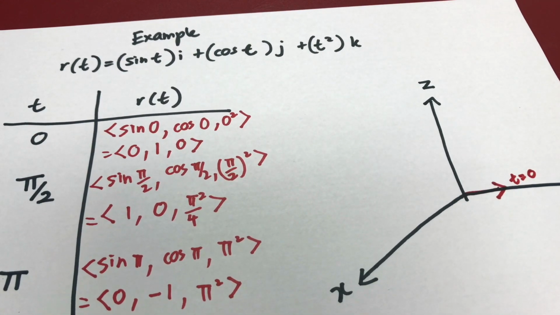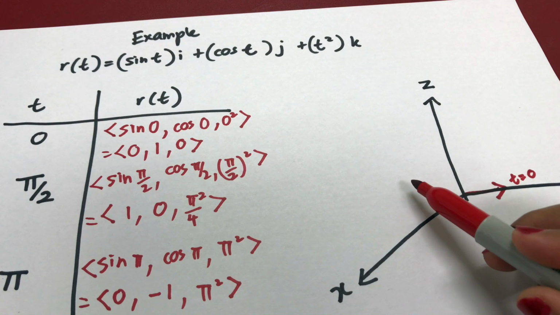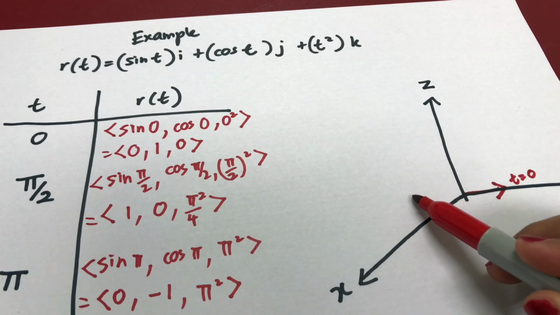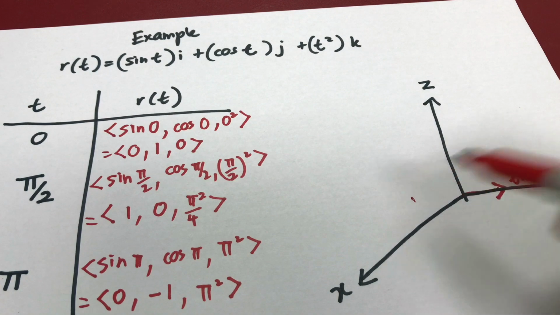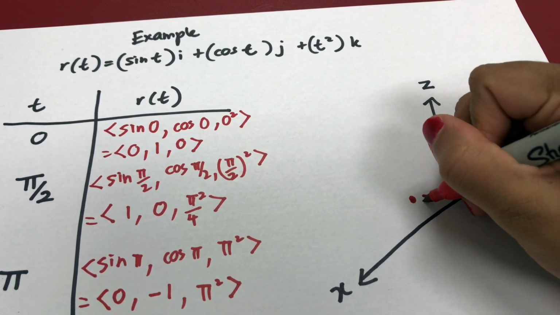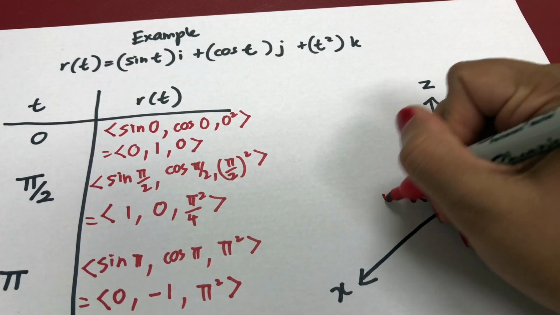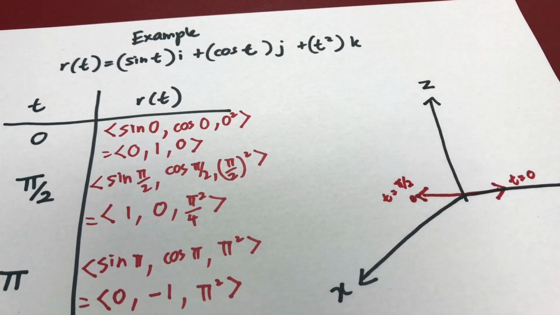Next, when t is pi over 2, we have the component 1 at the x-axis, 0 at the y-axis, and pi squared over 4 at the z-axis. So it should be somewhere here. This is the vector. This is when t is equal to pi over 2.